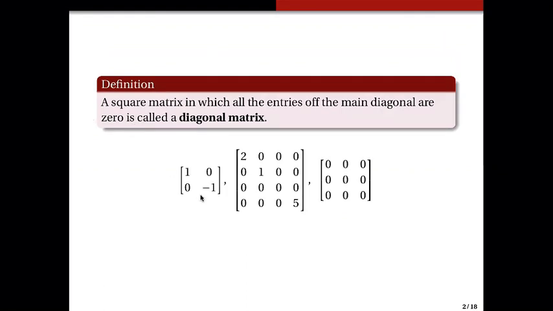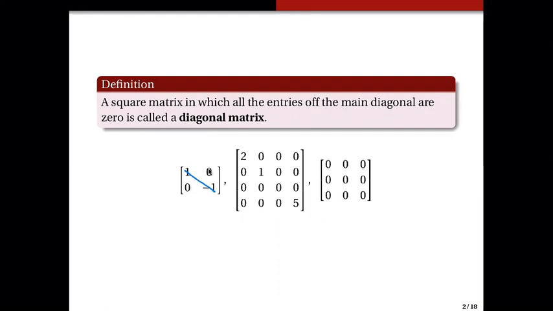A diagonal matrix is a square matrix in which all the entries that are not in the main diagonal are zero. So, for example, here we have a 2 by 2 diagonal matrix, a 4 by 4 diagonal matrix, and a 3 by 3 diagonal matrix. As you can observe, this is the diagonal for the 2 by 2 matrix, and notice that if the entries are not in the diagonal, they are all zero.